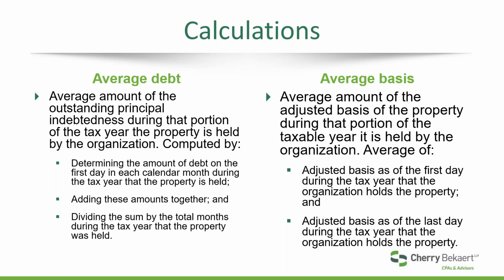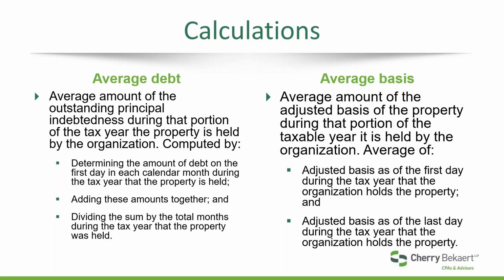So while the average debt is on a monthly basis, the average basis is only an average of two numbers, which is the adjusted basis as of the first day during the tax year that the organization holds the property, and the adjusted basis as of the last day during the tax year that the organization holds the property. So again, by adjusted basis, they mean after accumulated depreciation.